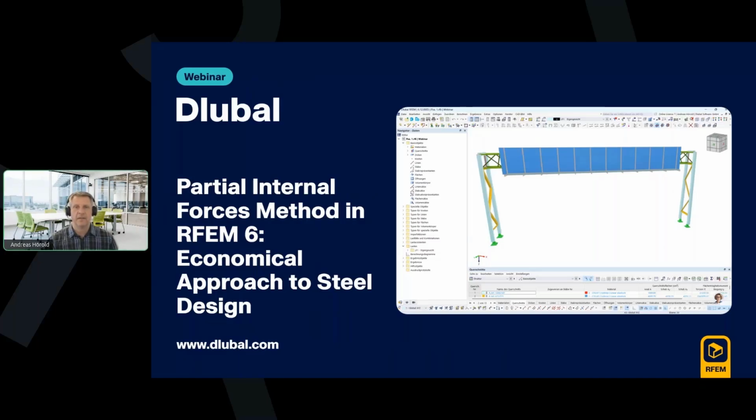Welcome to today's webinar. The topic today is partial internal forces method in RFEM 6, economical approach to steel design.